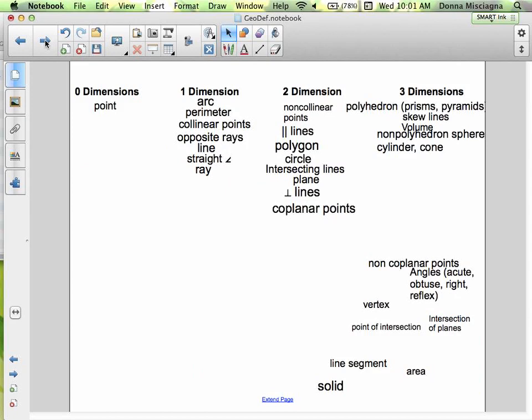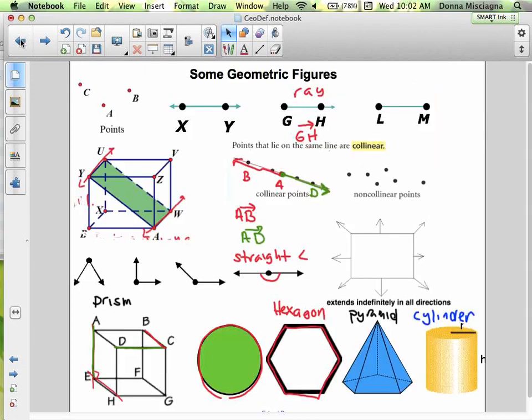Solid. Well, polyhedron and non-polyhedron are types of solids. The solid is three-dimensional. Line segment is part of a line, so if a line is one dimension, so is a line segment. Non-coplanar points. Coplanar points are two dimensions. If we're non-coplanar, like for instance, if we look back at the diagram here, so we'll use this one.